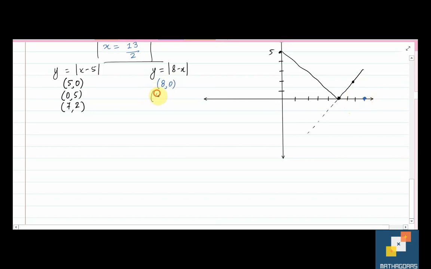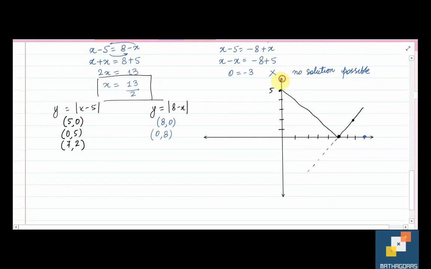Secondly, when x is 0, y is 8. So when x is 0, let's suppose this point is 8 here. And the last one, when x is 9. So 8 minus 9 is negative 1, but due to the sign of modulus, it will be positive 1, right? So when x is 9, y is 1, so that is your point. And if you draw these 3 points, it will be drawn like this.